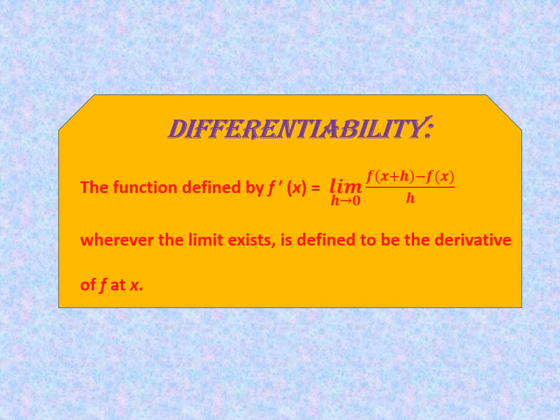Now we have learned about first principle in grade 11th. So differentiability of the function f is defined as f dash x equals limit h tends to 0 f(x plus h) minus f(x) upon h, where the limit exists, is said to be the derivative of f at x. This is called the first principle of derivatives, that a function is said to be differentiable if limit h tends to 0 f(x plus h) minus f(x) upon h exists. Clear? And it is denoted by f dash x.